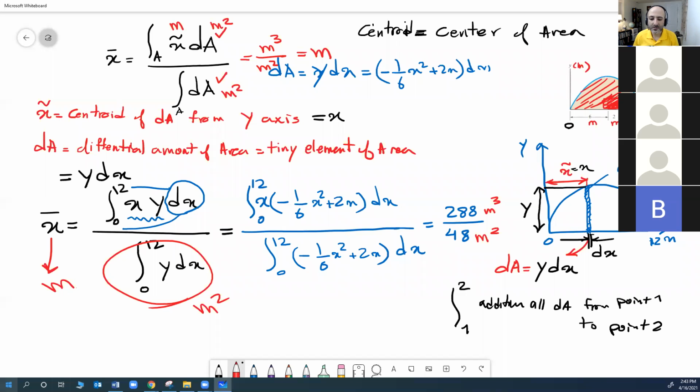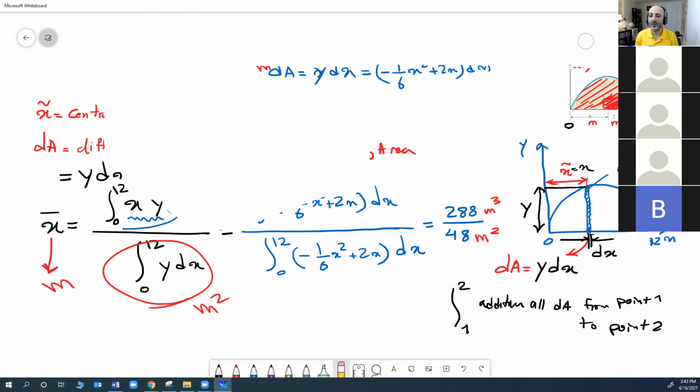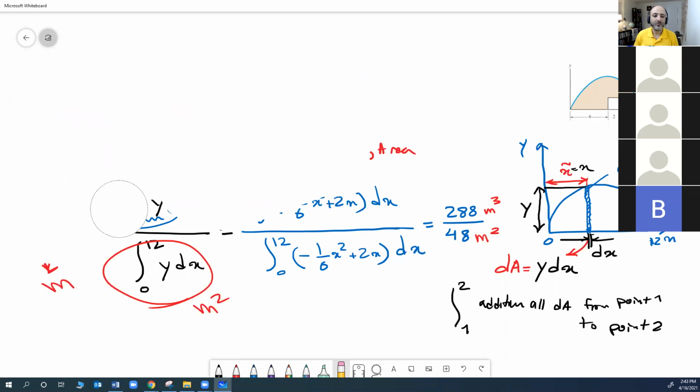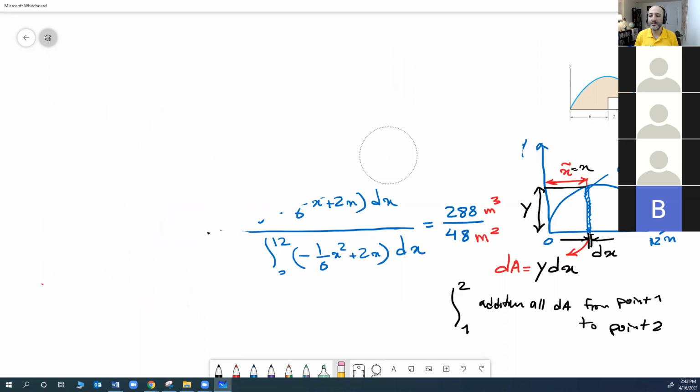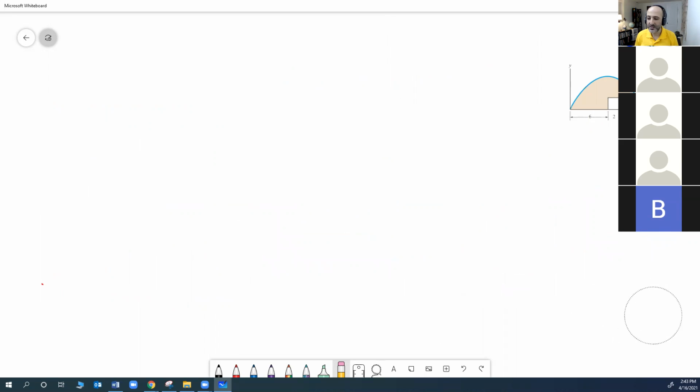Okay, so let's do the second part, which says, I don't want to clear it because I might lose the figure. The second part says, now the area is gone. Now, what is the center of area? First of all, the centroid was 6 meters, by the way, right? It was kind of in the center. Part A, the X bar was 6 meters.